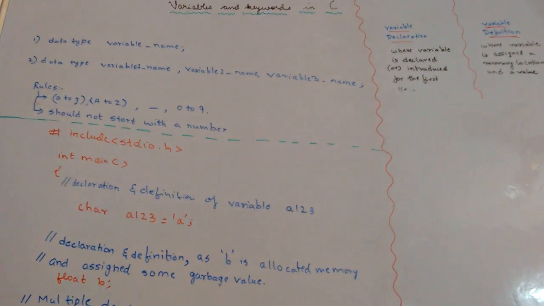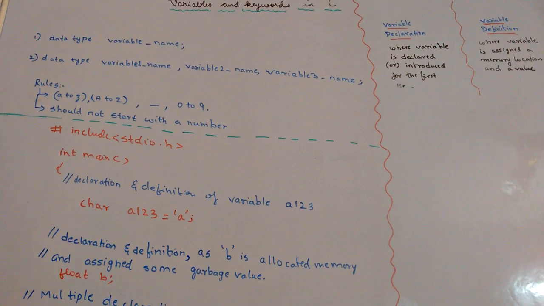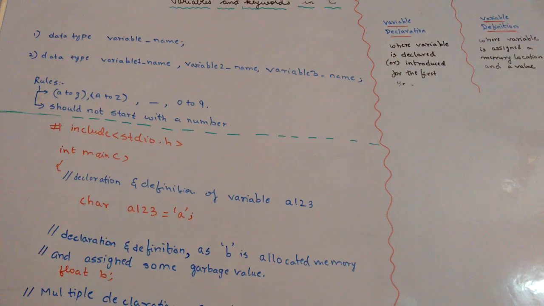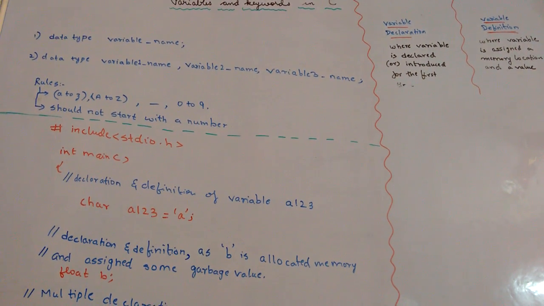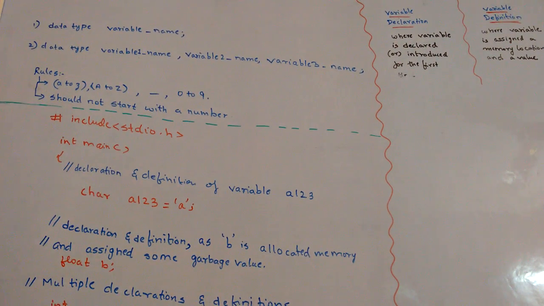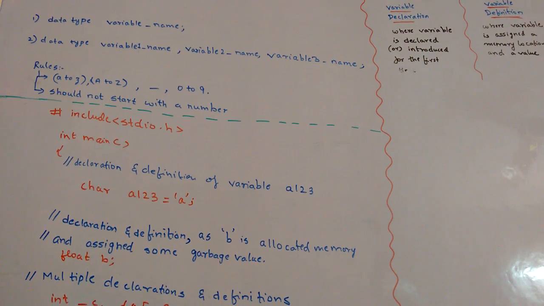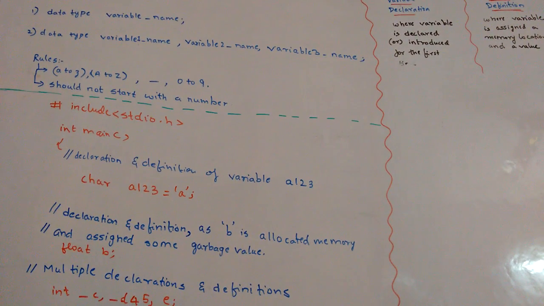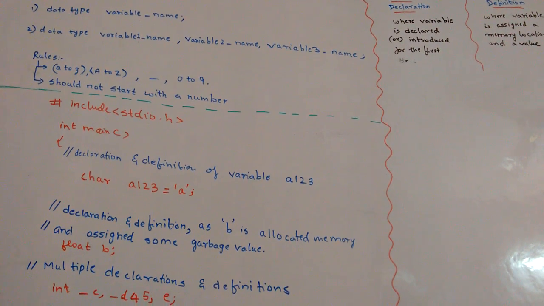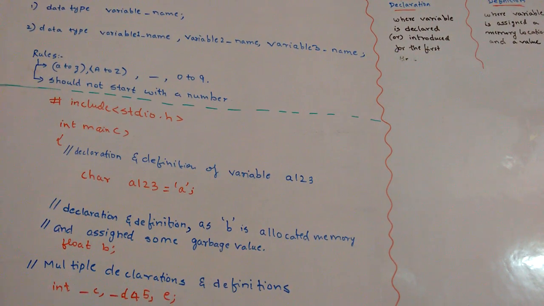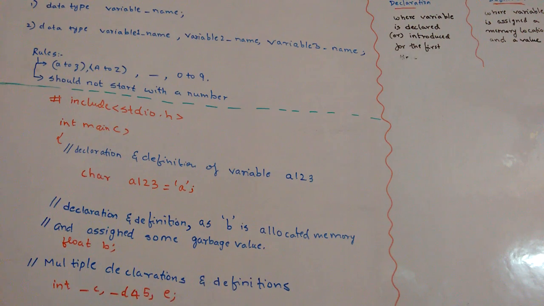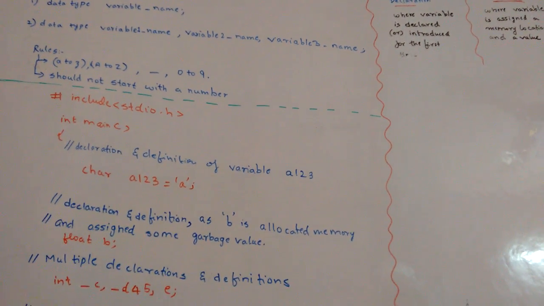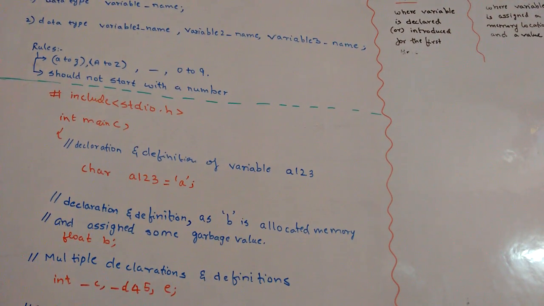Hello friends. So let's begin with the second chapter, variables and keywords in C language. So a variable is just a storage place which has some memory allocated to it. So basically a variable is used to store some data. It may store any form of data.